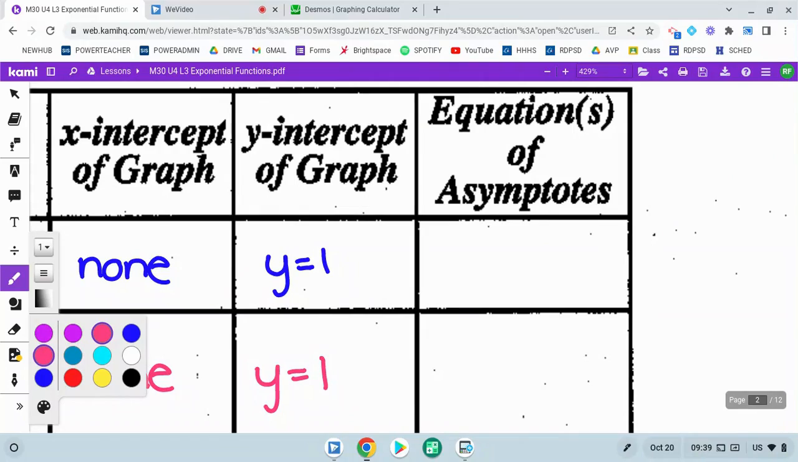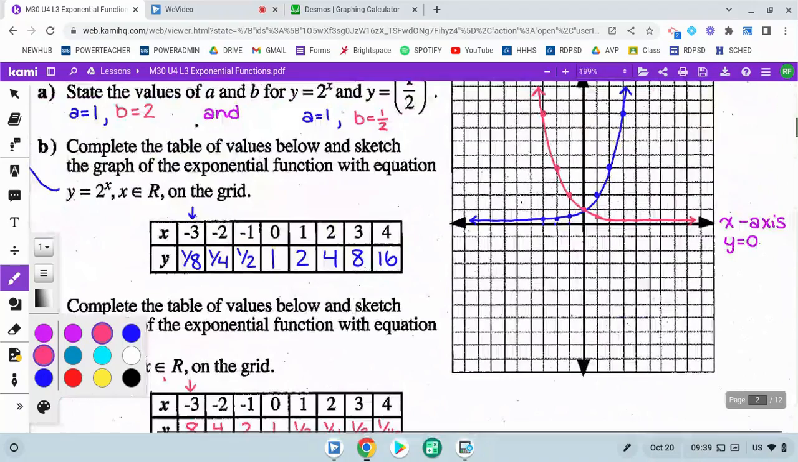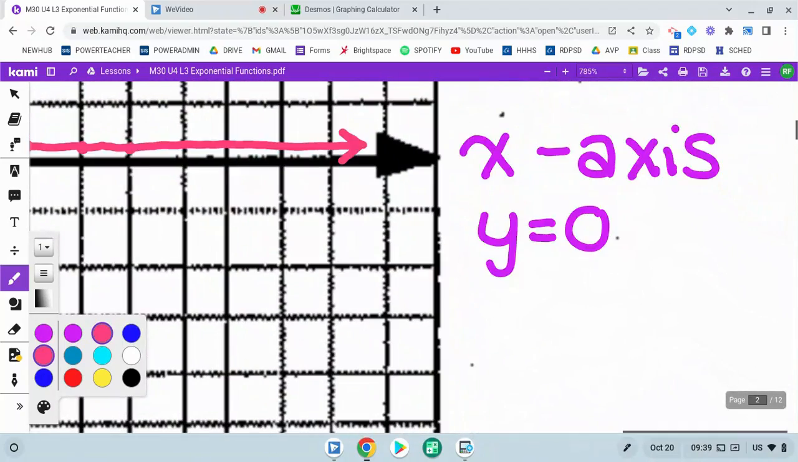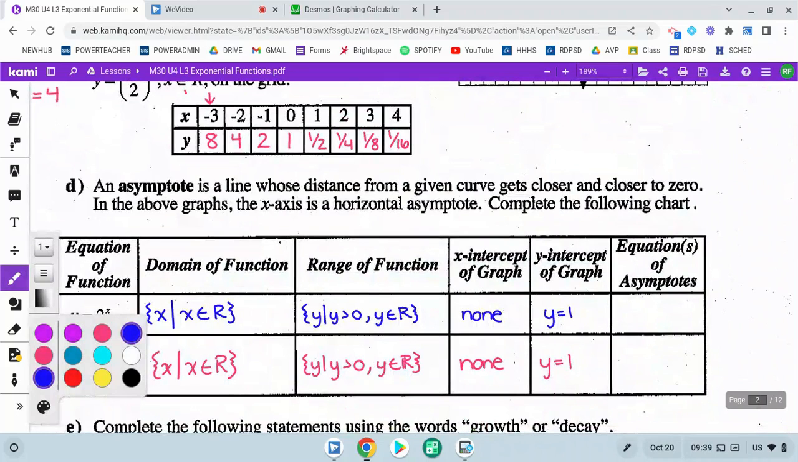Equation of the asymptote. So we talked about the asymptote already. We know that it is not allowed to touch that x-axis. And then I already introduced you to the concept that the x-axis, that's where y is equal to 0. So if I want to say the equation of the x-axis, I don't get to just say the words x-axis. I have to say y is equal to 0. That's the equation for it. So when we need the equation of the asymptote, that's where y is equal to 0. And it's the same for both of them.